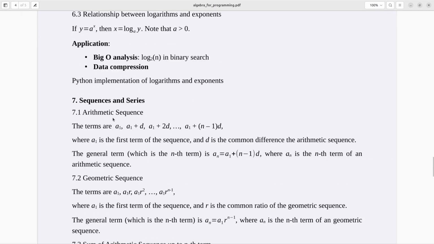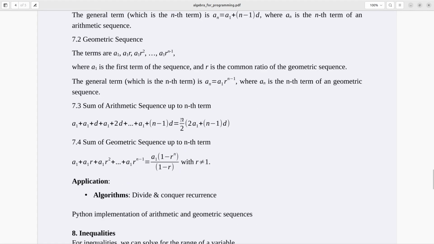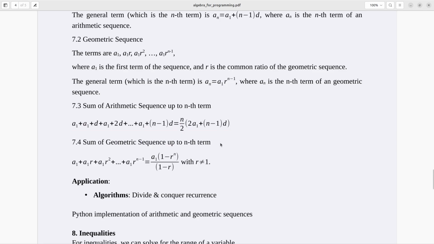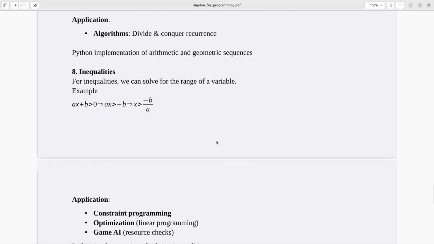We also learned the way to set up the arithmetic sequence and the geometric sequence. We also know how to get the sum of the first n terms in an arithmetic sequence or in a geometric sequence. Finally, we have experienced the way to solve inequalities in the form of ax plus b larger than 0, and a is a value larger than 0 as well.